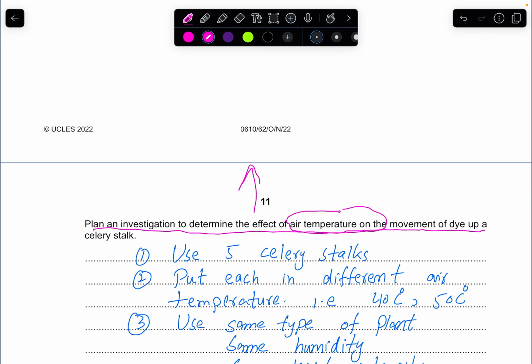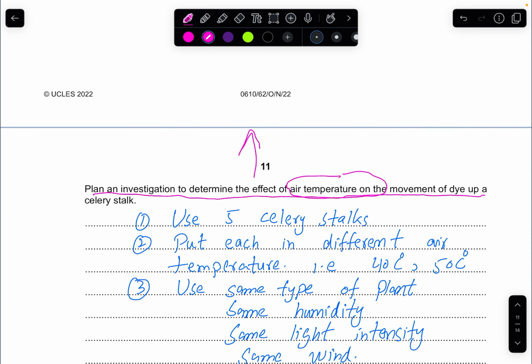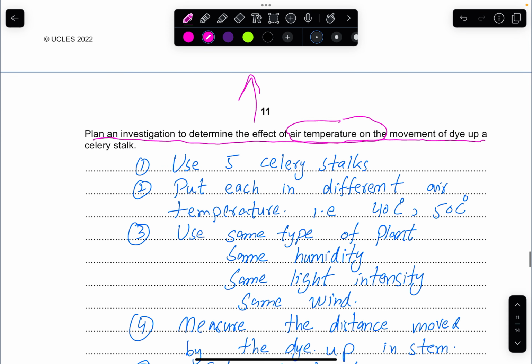temperature is high, there will be more water loss, more transpiration. The leaves have stomata, which will be more open, more water loss, and in the xylem, the water will move upward. So in different temperatures, if the temperature is low, the transpiration rate will be low, so the distance will be less. So the first one is, I use 5 celery stalks, and we will put each in a different air temperature. So you can add more different temperatures.